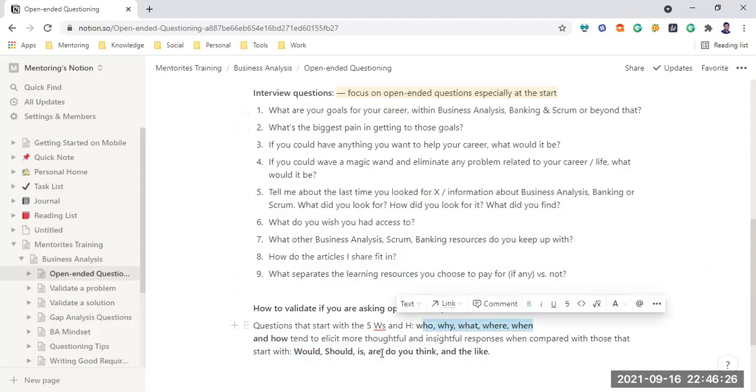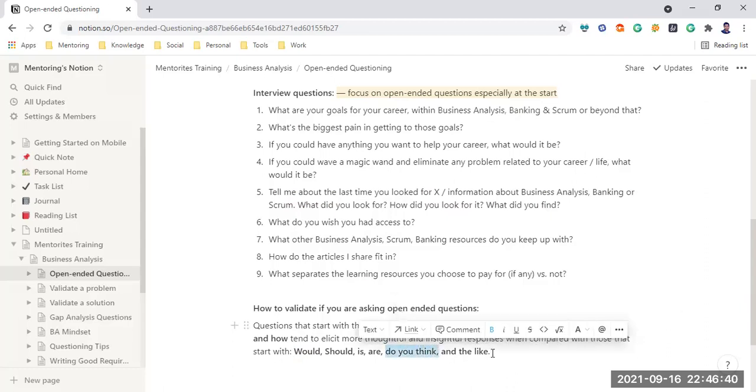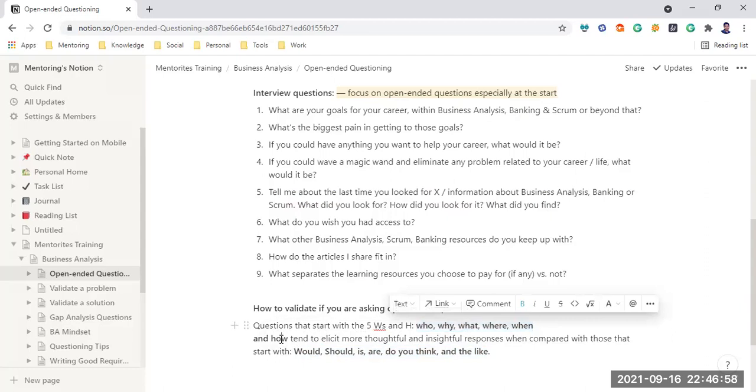Questions starting with these elicit closed answers. For example, do you think this is good or bad? Do you think this is the right option or not? When you ask questions starting with these, the answers would more or less be one or two words. But when you ask questions like these, you can ask really good open-ended questions. So always try to use these 5 W words and 1 H.